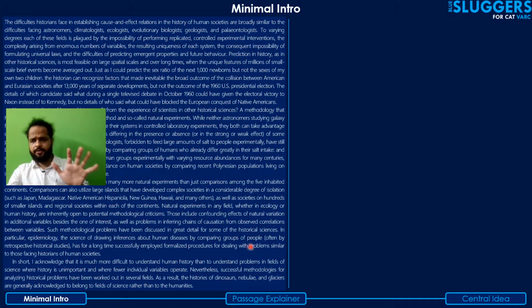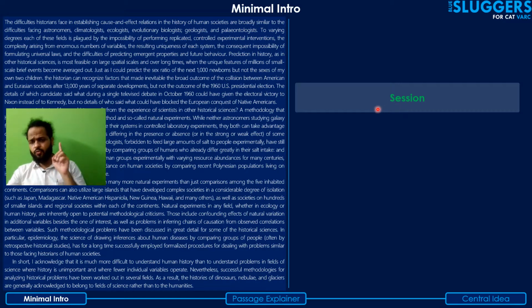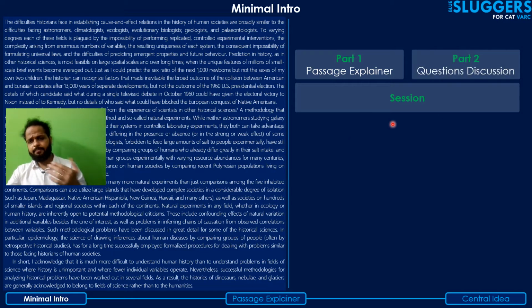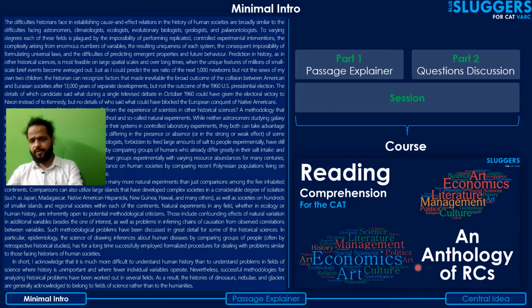Now for those of you who might be watching these sessions for the first time, I'll just take you very briefly through the structure of the sessions. Every single session caters to one RC, and a session is made up of two parts. The first part is where I explain to you the passage in detail, paragraph by paragraph, and the second part is where I take you through the questions, where we discuss the questions. You are expected to have attempted the passage, read the passage and attempted the questions by yourselves. The link to do the same is available in the description of videos of both the parts. Now, 40 such sessions make up a course that is titled an Anthology of RCs for your reading comprehension preparation for the CAT. So I hope that's clear.